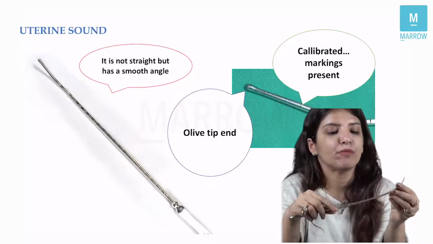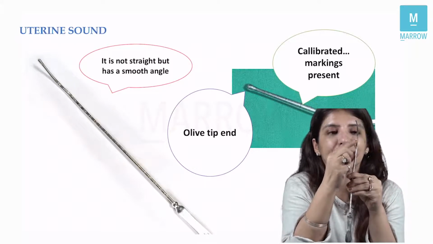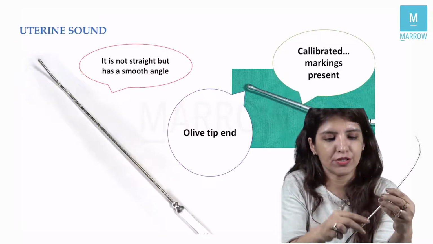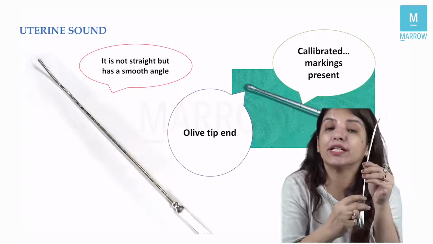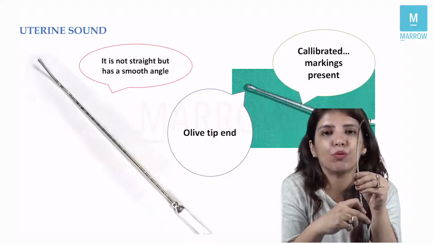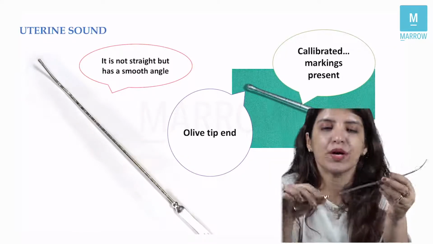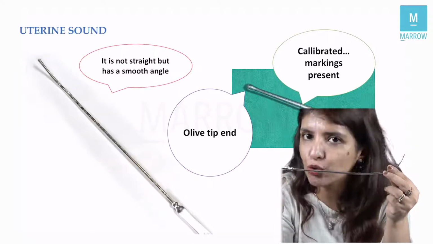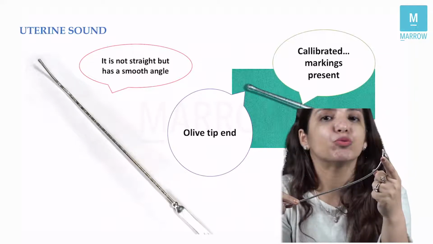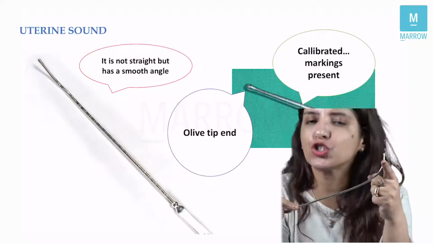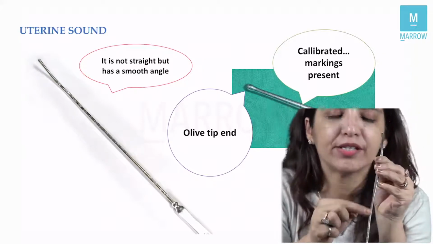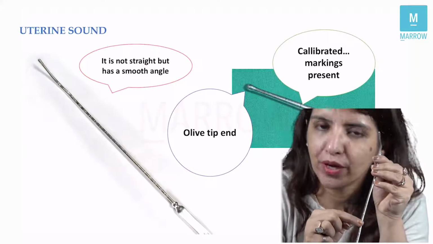The next thing you should note is that it is calibrated. Starting from 4 centimeters, it goes up to 30 centimeters, right? Because it is used to measure the uterocervical length. So again, it is a metal tube. It has a prominent angle, but the angle is smooth, right? A prominent smooth angle, olive tip, and it is calibrated, right?